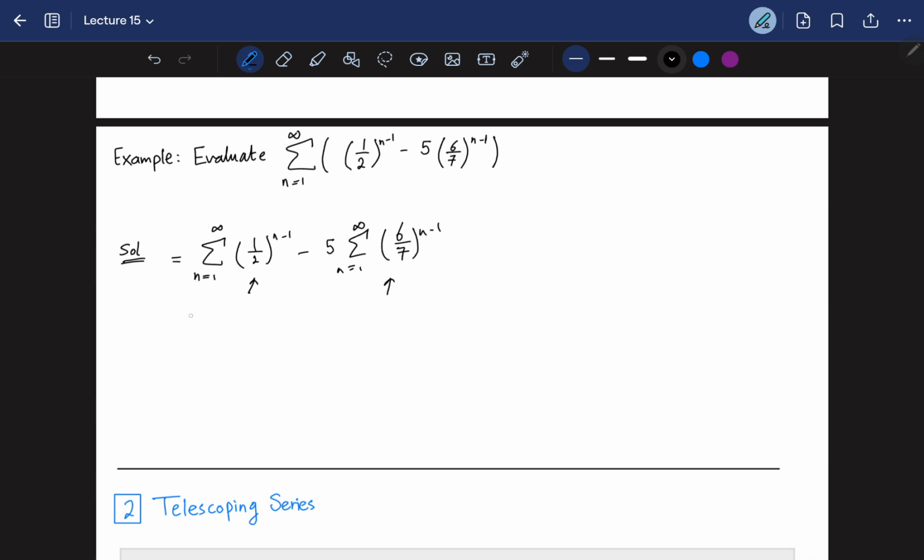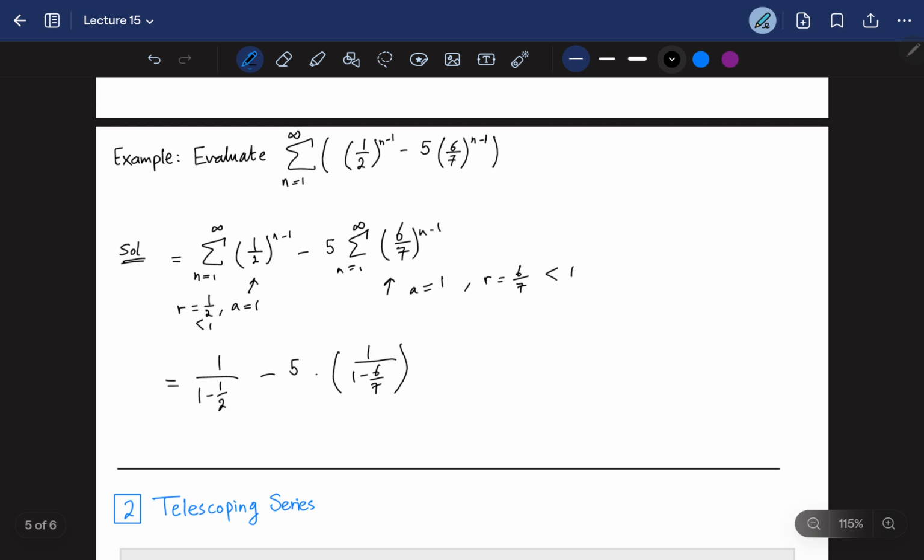So the first geometric series here has r equals 1/2, a equals 1, and here also a equals 1 and r equals 6 over 7. Both of these r's are less than 1, which means my series converges. I can apply the formula directly: 1 over 1 minus 1/2, minus 5 times 1 over 1 minus 6 over 7. If you simplify, you're going to get 2 minus 35, so that's negative 33.